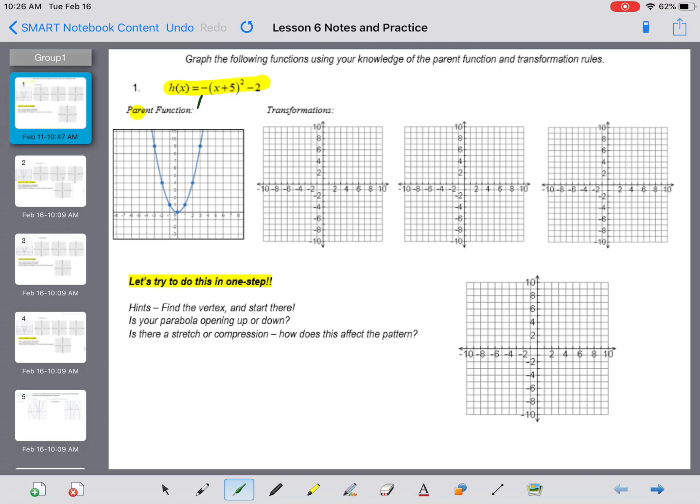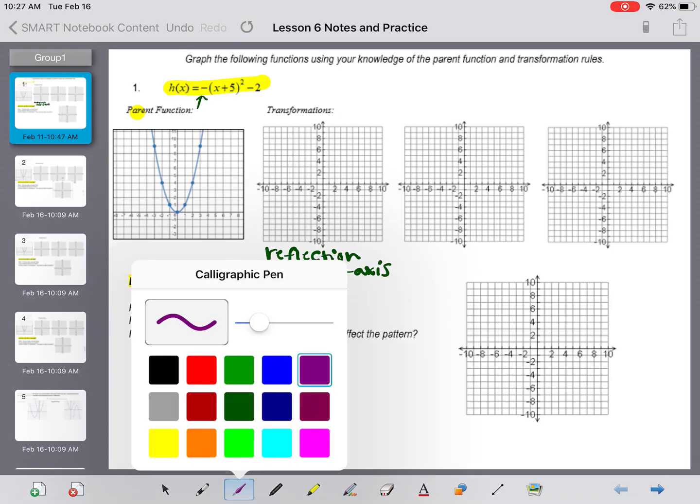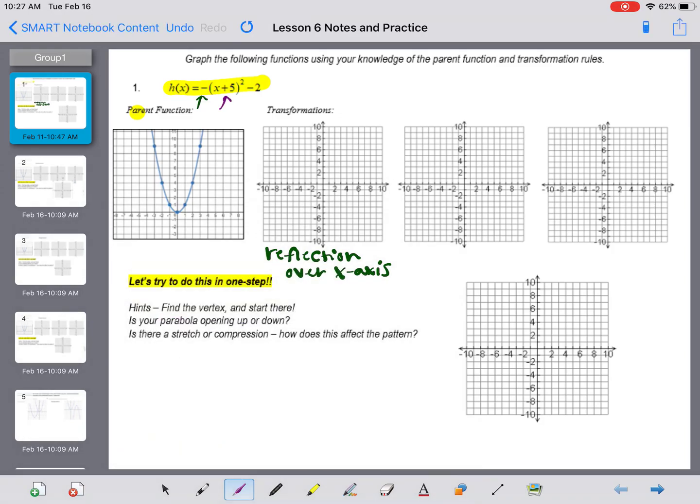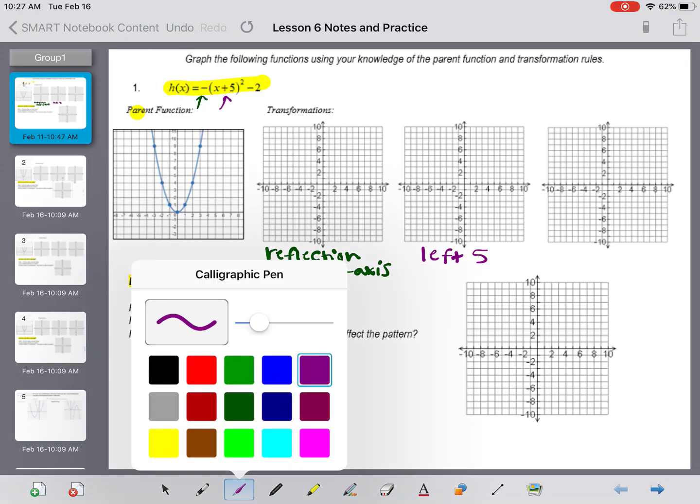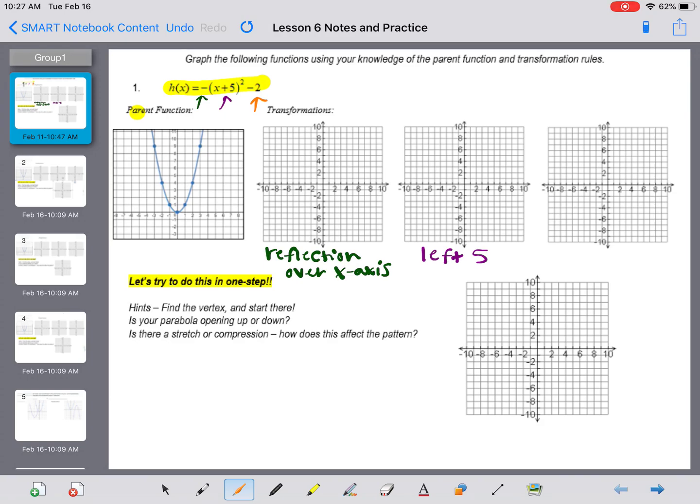So we have this negative on the outside here. So that means we did a reflection over the x-axis. And I'm going to put it under this first graph because that's what we're going to do first. Reflection over x-axis. And then the next transformation we did was we're adding on the inside, so that means we go left. So we did a reflection over the x-axis, we went left 5, and then we have this subtraction on the outside, which is our vertical movement, so that means we went down 2.